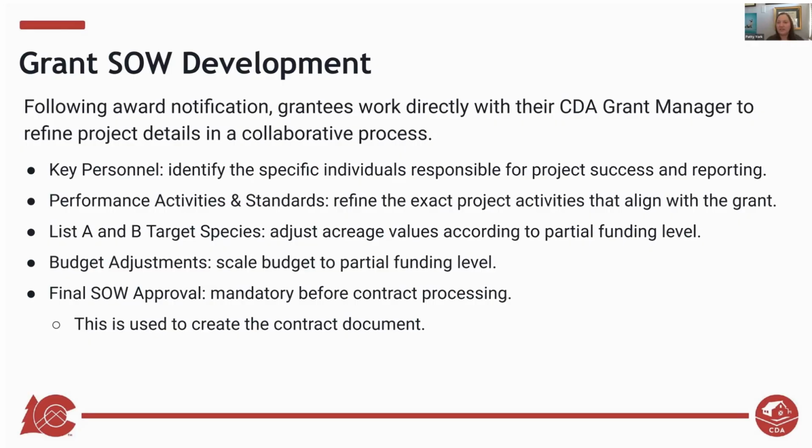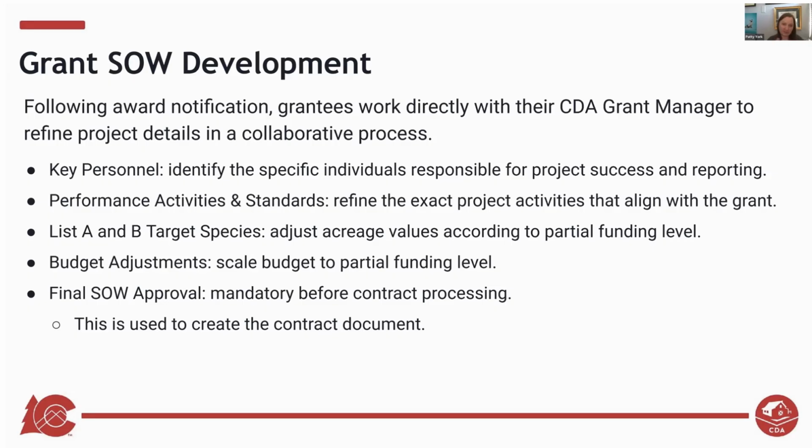We want to make sure that the exact project activities align with what you're trying to do. The list A and list B target species. Every single grant except one actually received partial funding this year, and we really anticipate that is going to be the situation moving forward, just knowing how funding looks. So we know that if you've applied for a certain amount of acreage and you only get partial funding, you would very likely want to reduce those acres to match the funding that you did receive. All of those edits are made during this SOW development process.